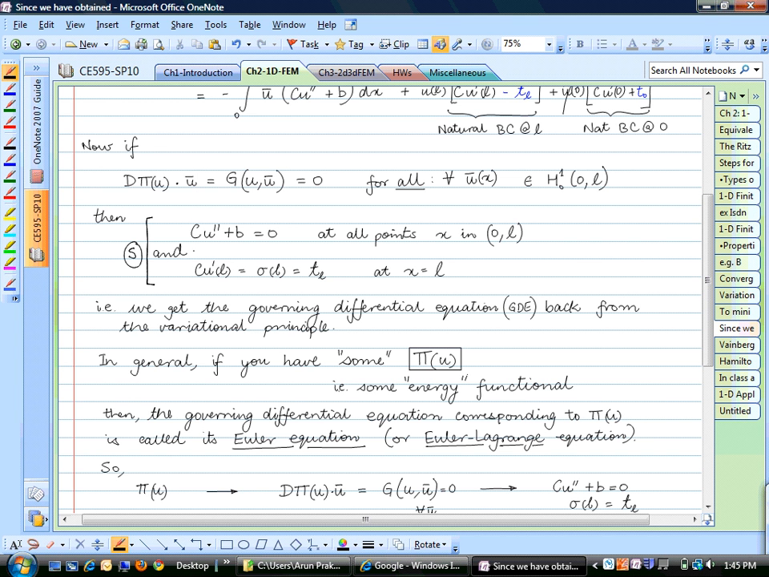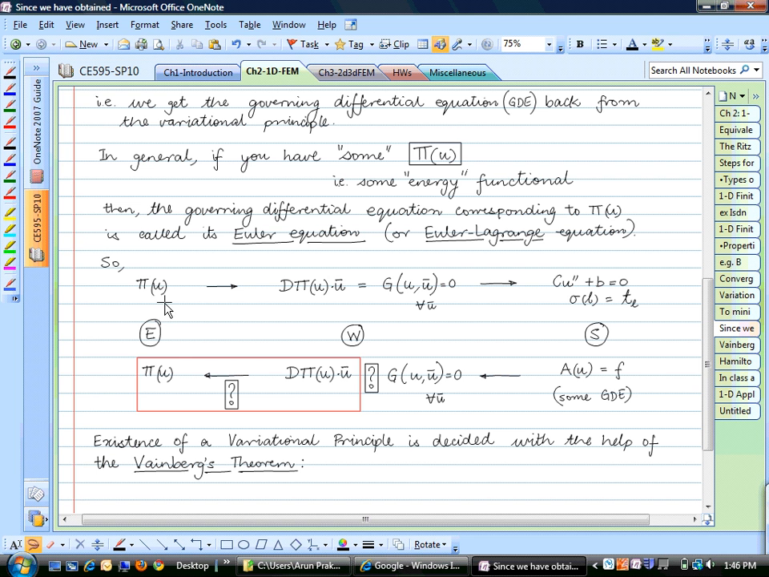So in general, if somebody gives you a potential energy function and you follow this process, you will come up with some differential equations. And those governing differential equations are actually called the Euler equation or the Euler-Lagrange equation, corresponding to the functional that you were given. So if somebody gives you a potential energy function, you minimize it, you unbalance the derivatives, and you calculate your governing differential equation, that is called the Euler equation corresponding to your functional.